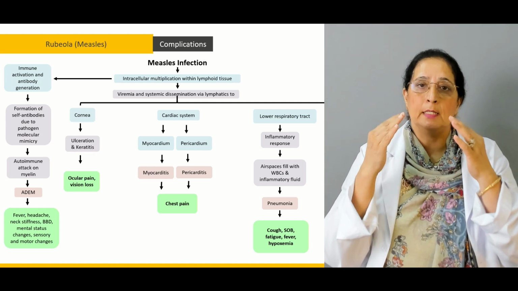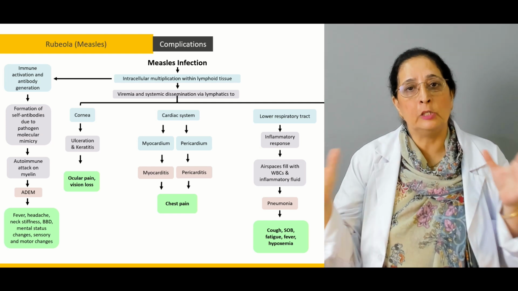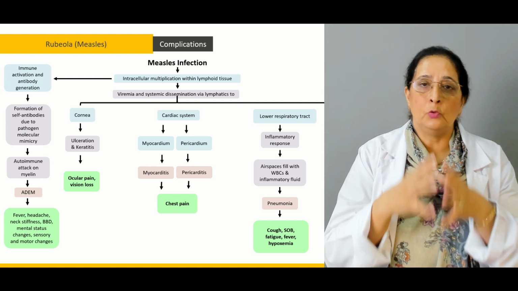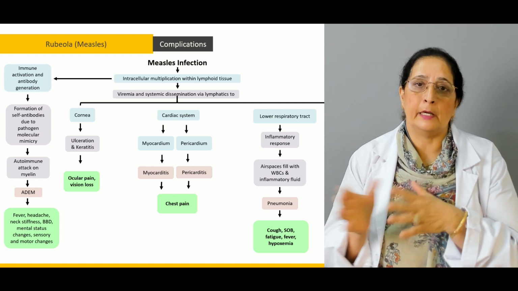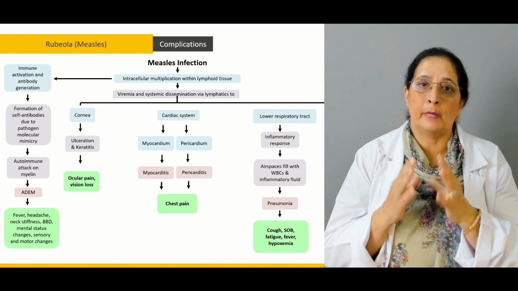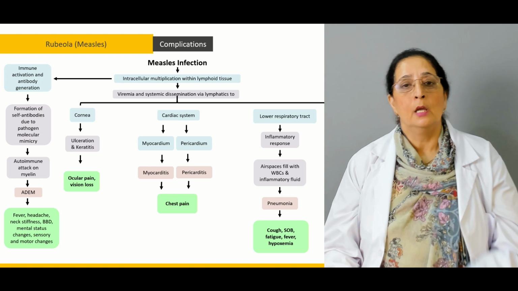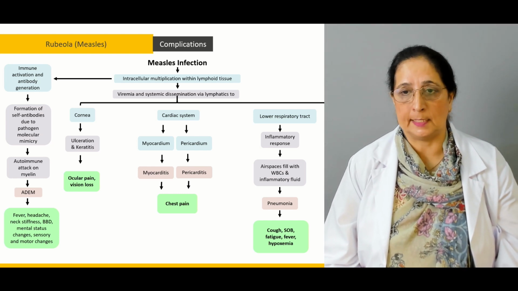Or there is spread via the lymphatics to different systems, including the cornea, cardiovascular, and respiratory systems, causing chest pain, pericarditis, myocarditis, and pneumonia. So all these complications can occur as a result of measles.